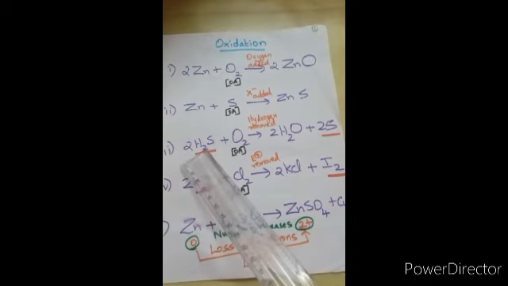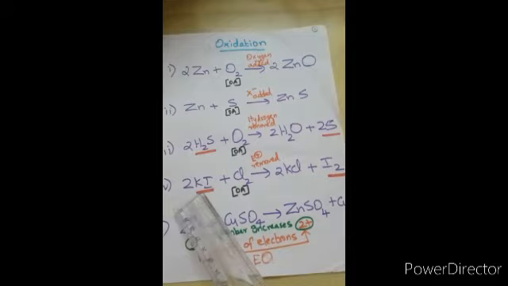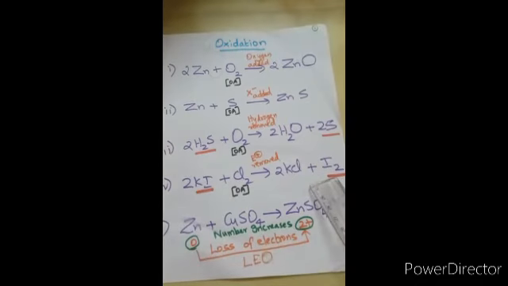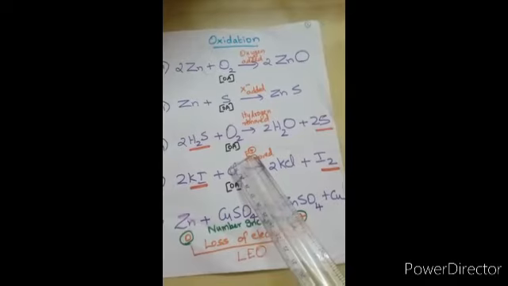Not only removal of hydrogen, but also the removal of any electropositive element like potassium. You can see this example. Potassium iodide, the potassium is knocked off and you get iodine. This is also called an oxidation reaction because an electropositive element is removed.